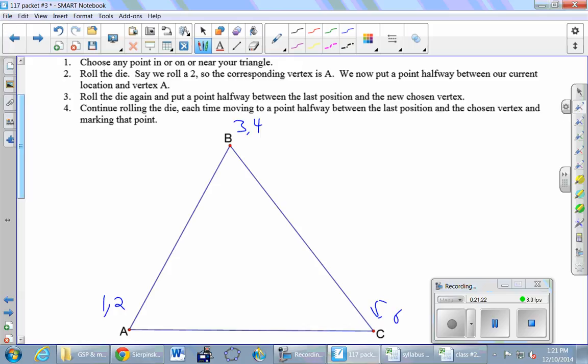Okay, let's pause right there. So we're just going to pick a point, any place you want. Could be in, could be on, could be wherever. I'm just going to start right there. I'm going to put a 0 there just so I can keep track, because I'm going to have a lot of different points in a minute.